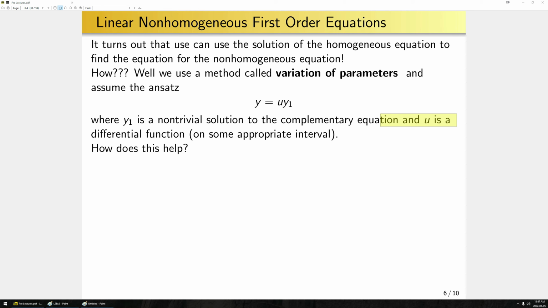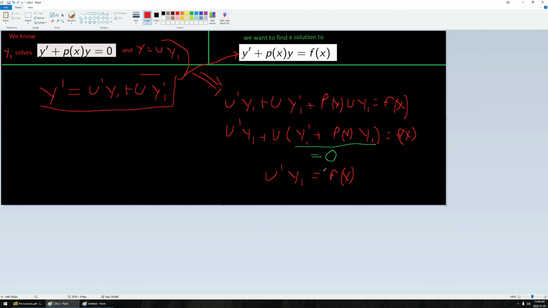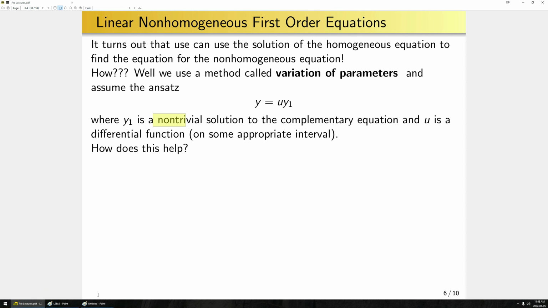Through the magic of fixing slides while doing the lecture, y1 is now a non-trivial solution to the complementary equation. So I assumed that in my ansatz, so I can now from here say this simply implies that u prime is equal to f of x all divided by y1 of x. Okay, so from here, from this equation at this point, I can integrate this with respect to x to solve for u, plug it into here, and I get my solution. Okay, so that is how this helps.